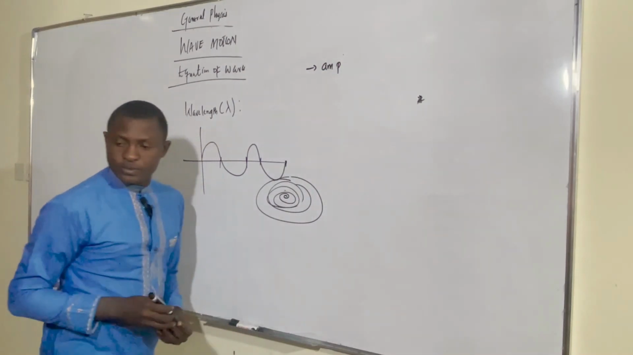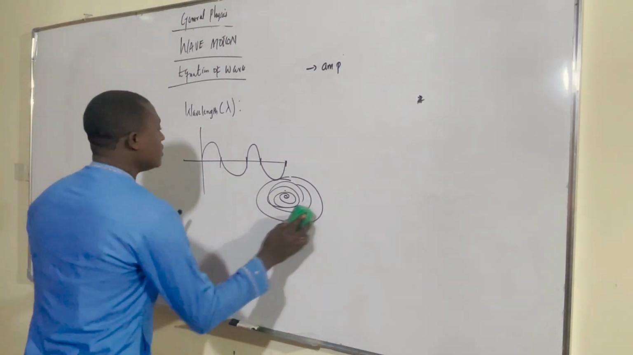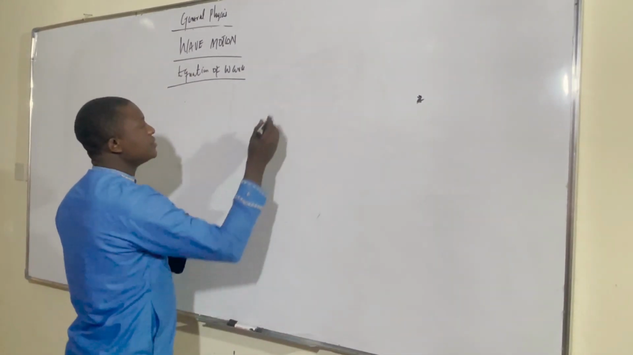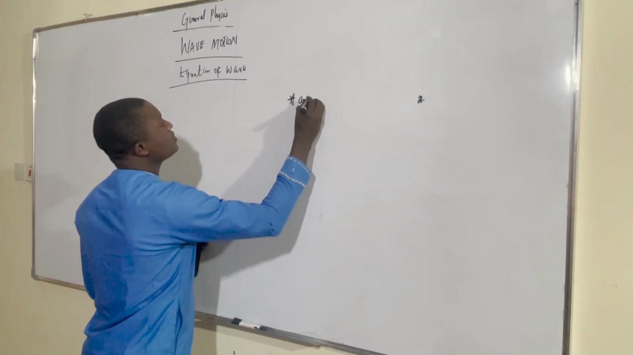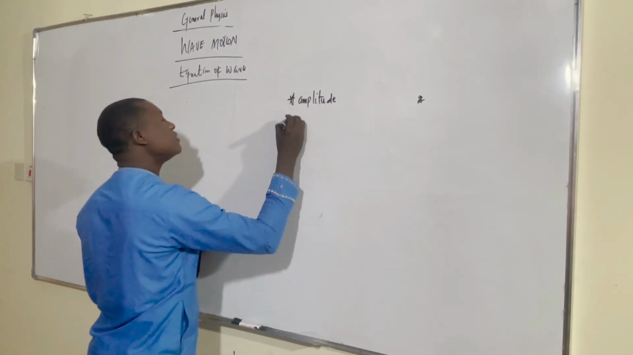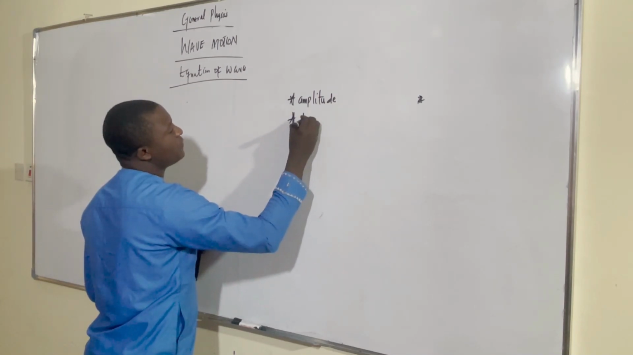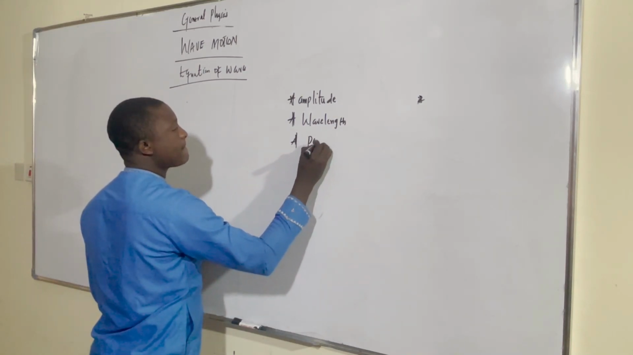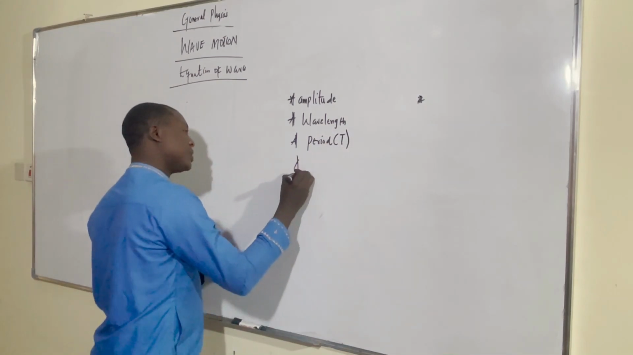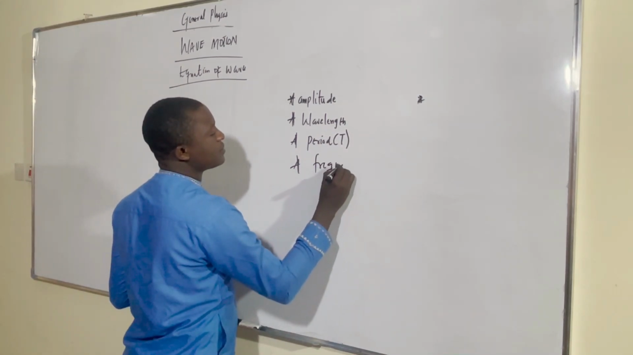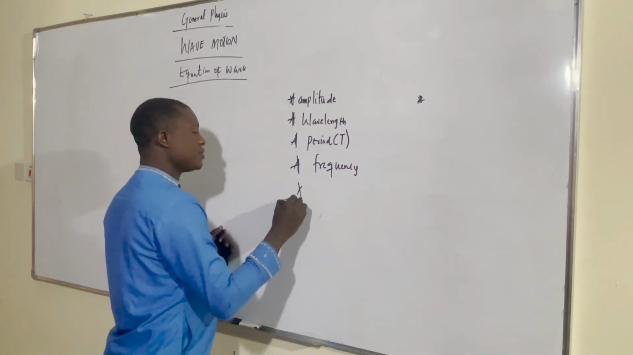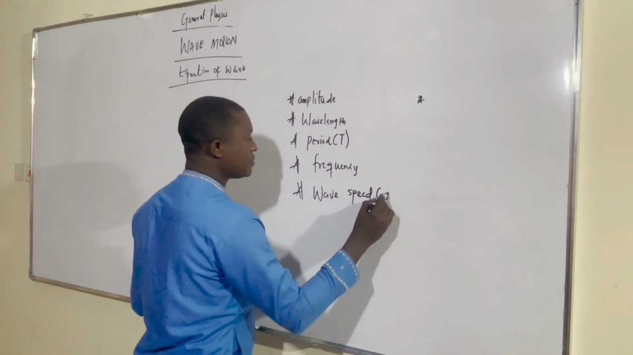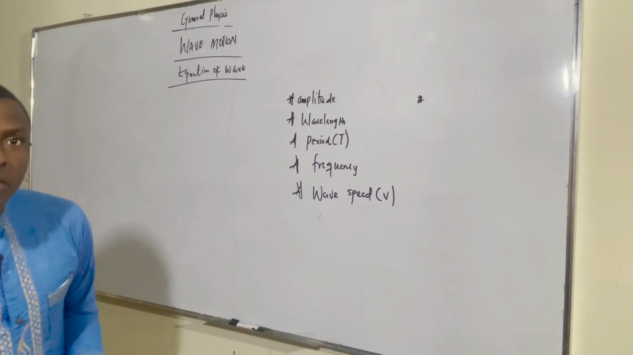We're talking about the general terms of a wave: the amplitude, at the same time the wavelength, then we have the period, the frequency, and then the wave speed. So those are the terms that we're going to talk about one after the other.